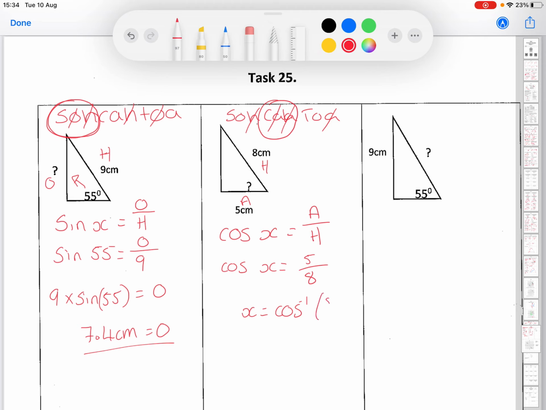To find an angle, you need to shift. So you need to press shift cos. It comes up to shift cos to the -1 on your calculator of whatever 5 over 8 has. I normally keep that in a fraction. And if you put all that in your calculator, you get 51.3 degrees.